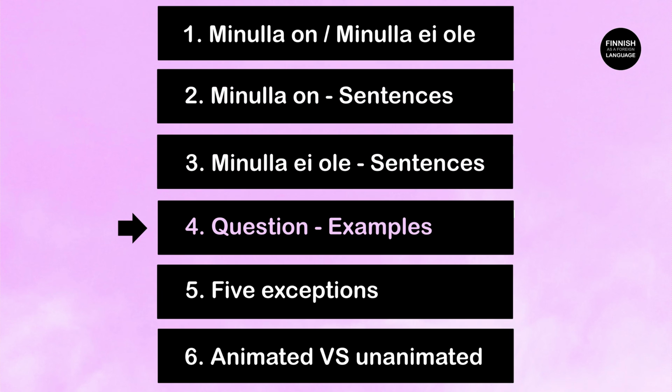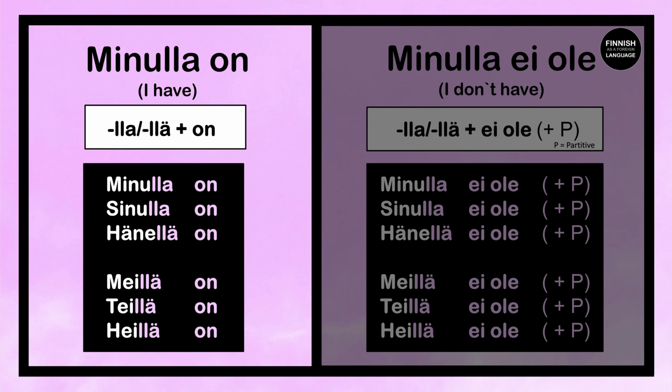Later on we will see how to ask questions like do you have or don't you have, and then in the fifth chapter we are getting to know 5 important exceptions, followed by the end of this video where we are going to take a quick look on how to say that things have something. So we will see here a difference between the animated versus the unanimated. So let's start with the basic forms.